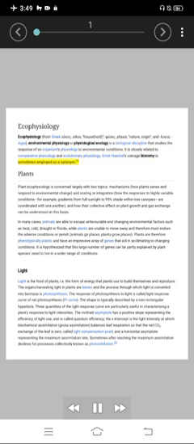Plants. Plant ecophysiology is concerned largely with two topics: mechanisms, how plants sense and respond to environmental change, and scaling or integration, how the responses to highly variable conditions, for example, gradients from full sunlight to 95% shade within tree canopies, are coordinated with one another, and how their collective effect on plant growth and gas exchange can be understood on this basis.